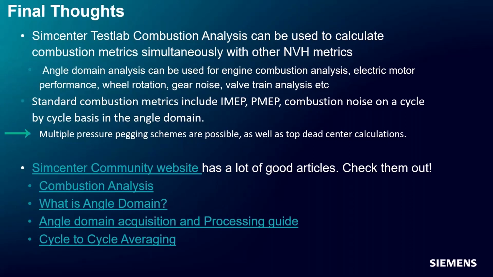For this combustion analysis, one of the critical steps is the top dead center determination. We saw the different methods that are needed for this top dead center determination. They are all available within the Testlab combustion analysis module. And also the pegging. You are bound to have drift in the cylinder pressure signal, and you have to account for that in the combustion metrics calculation.